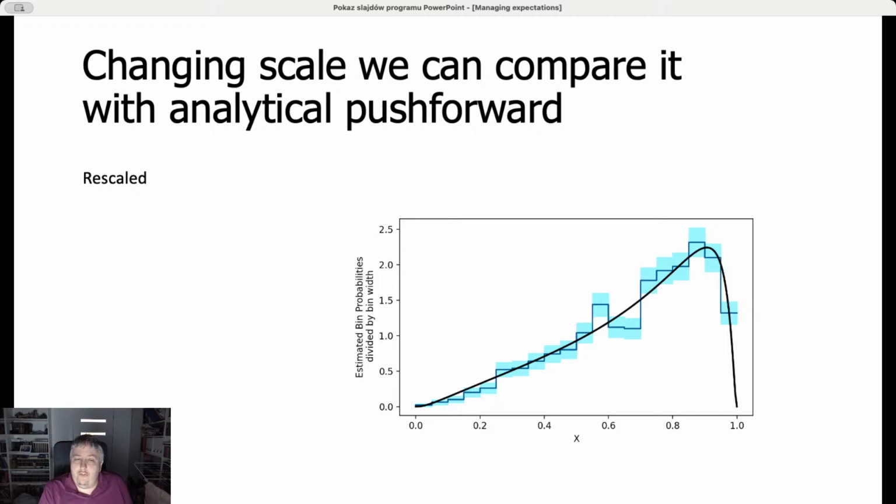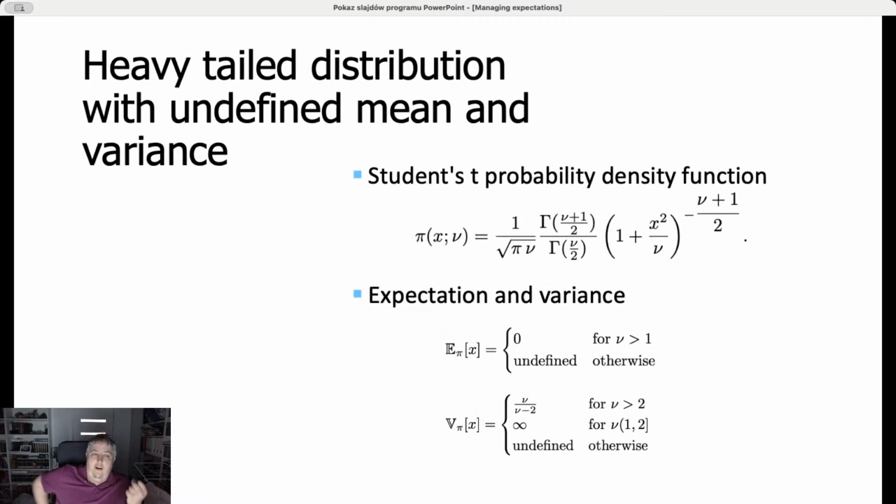This is, of course, consistent with analytical computation, and that's generally the good part of what we are doing, as long as we are doing our sampling properly and the estimates exist. Then they are consistent with analytical computation, for example, of this analytical push-forward distribution. That is the distribution of values of normal numbers transformed by inverse logit distribution. But that is for very simple distributions.